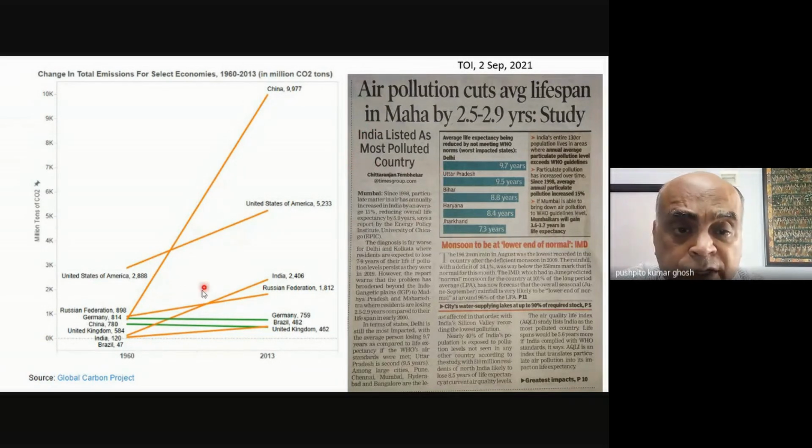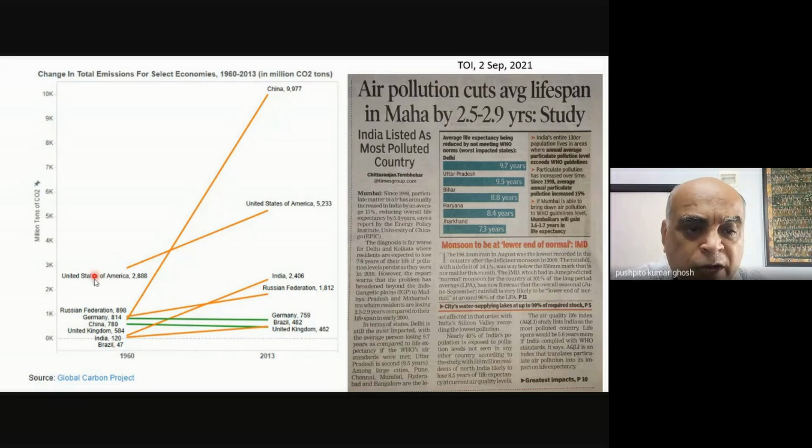Now, there are certain statistics which are important to note. This is from 1960 till 2013, so the situation would be much worse now. China has grown by leaps and bounds in the last 8 years, and so has India. These are 2013 figures, but the 2021 figures, which I could not access, will obviously be much higher. But look how things have changed in the world.